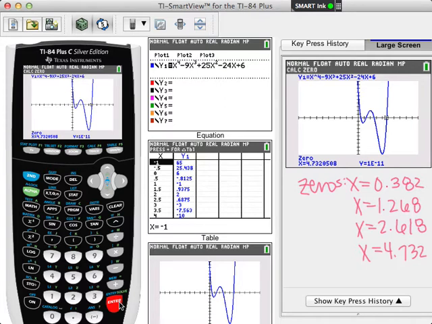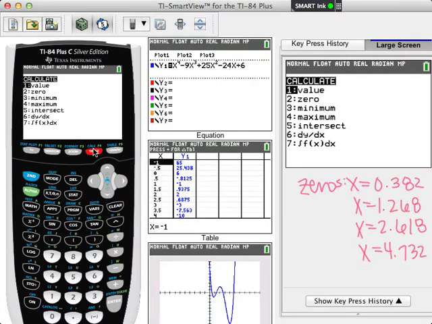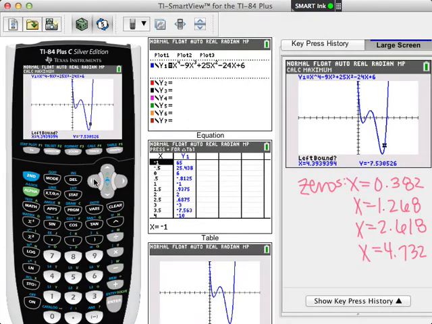Now if I want to go ahead and find that maximum value, okay, my max, I'm going to go second, calc again. I'm going to do the maximum, which is the number 4. So go down to 4, hit enter. So I'm finding the max, and it says left bound down here in the bottom left corner. So I need to be to the left of it, hit enter. To the right, hit enter. Enter again. Now it tells me my maximum is 2.00004.